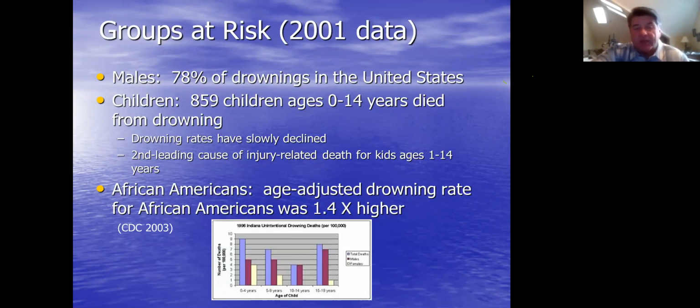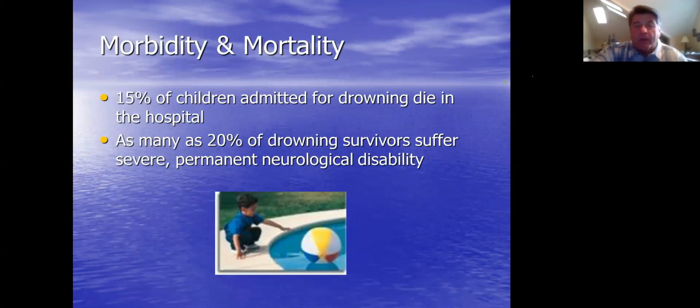African Americans, whether it's because of socioeconomic or access to learning how to swim or other socioeconomic factors we don't know, but age-adjusted drowning rates for African Americans are about 1.4% higher than the majority of other victims. 15% of the children who were admitted for drowning wind up dying in the hospital. And as many as 20% of the drowning survivors suffer some type of severe permanent neurologic difficulty. That can be something as simple as minor stroke-like symptoms to complete dependence on others.